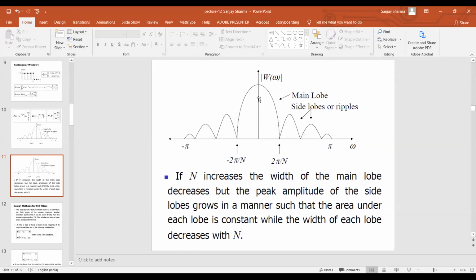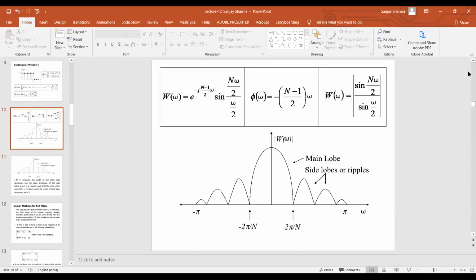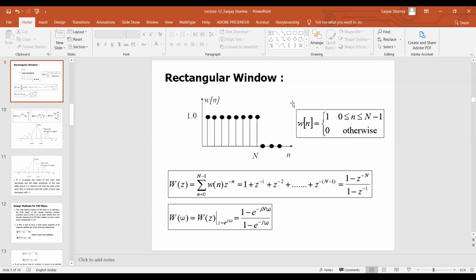If I try to reduce the width of this main lobe, the side lobes peak will increase, so that the area under the curve remains the same. The major point that I want to mention here is, why do you put a window function? Because I want to analyze my signal through this window only. Only within this range I want to look at the signal.